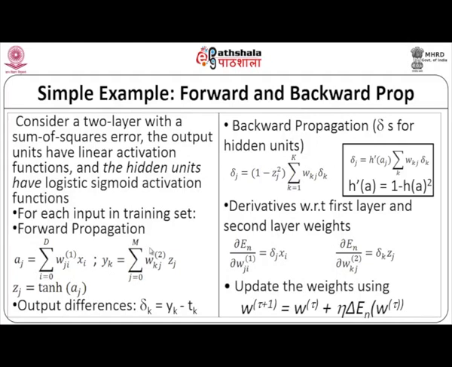This is the derivative for the first layer of weights, which is the input to the hidden layer. The next one will be for the hidden to output layer. So, you update the weights accordingly depending upon the values of the derivative of the error. So, this is what we do in the simple example.